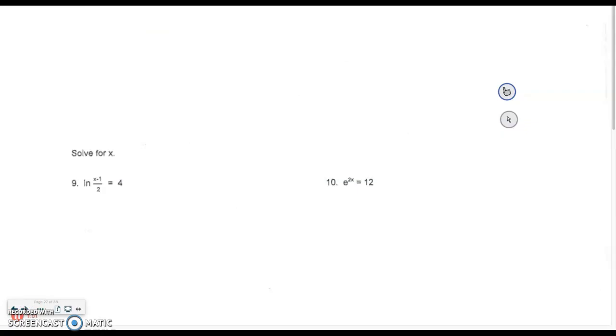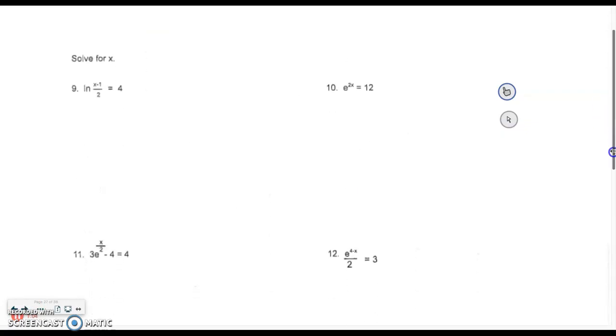Number 9. All right, so here we go. It says solve this for x. Yes, I'm going to need to add 1 at some point. Yes, I'll need to multiply by 2 at some point, but my biggest problem is that this natural log is taking up that whole thing. I need to get rid of the natural log. Do you remember how to do that? What's the little base on the natural log? e to the what power? e to the 4 equals x minus 1 over 2.